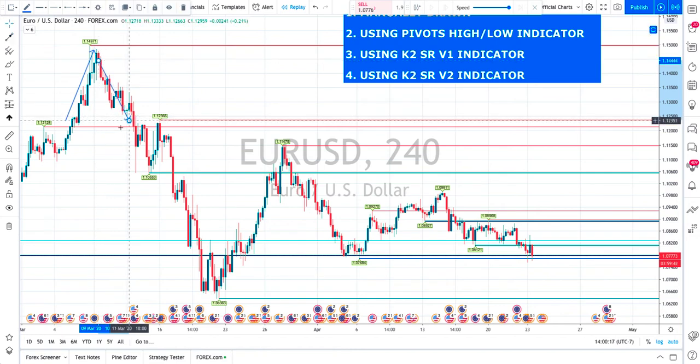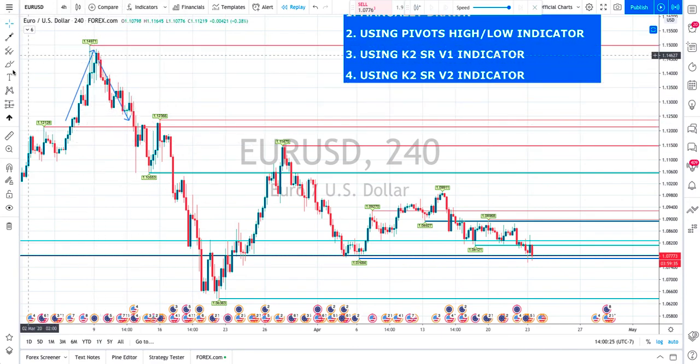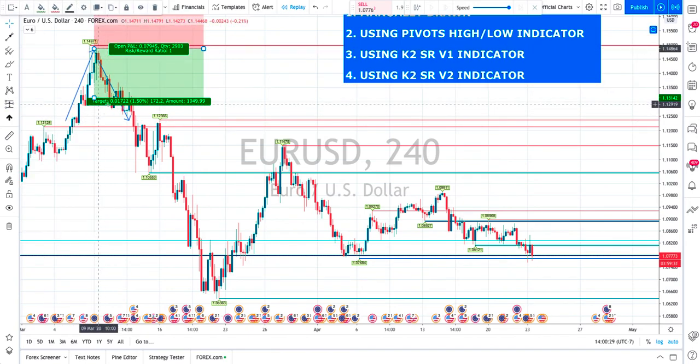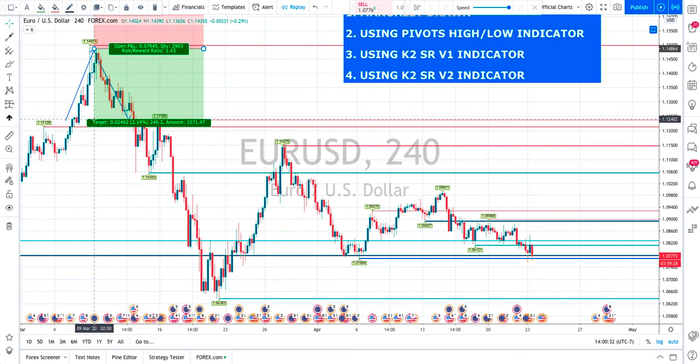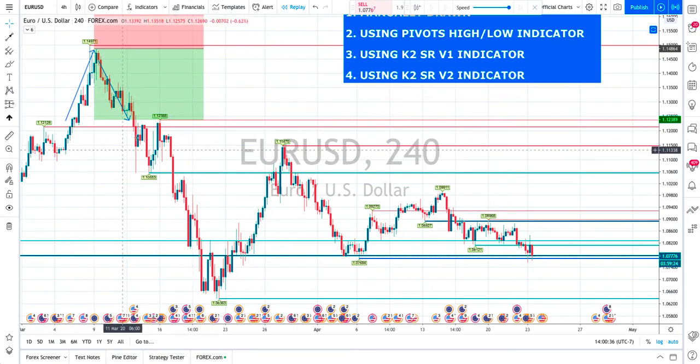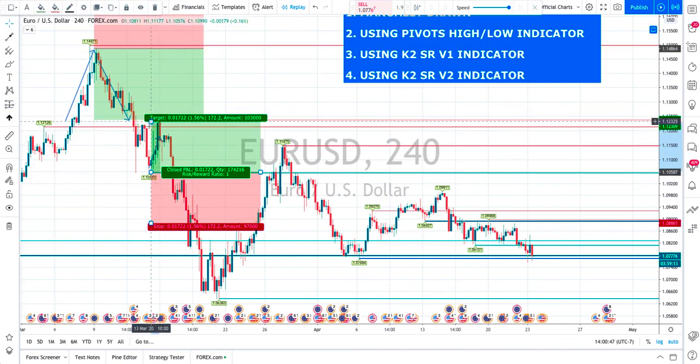And it came down and tested this resistance again, or it would be support at this point since it broke it, and created a new resistance. But if you took that trade right there, you could have made a pretty decent amount of profit. If you rode it all the way down to the support, that's nearly 250 pips. And then you could have done the same thing. It came down right here, and you knew it was going to reject off that area. So as it came up, you could have had a buy right there, and locked in a nice 150 pips nearly.